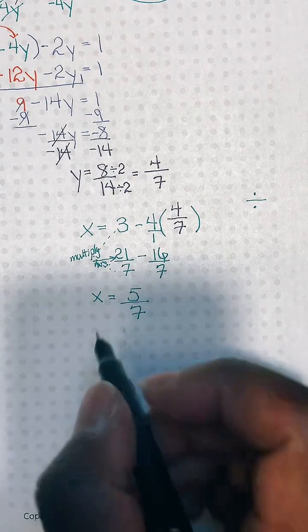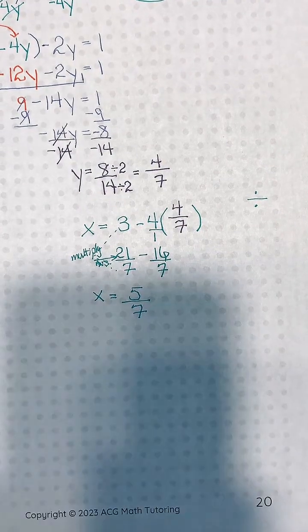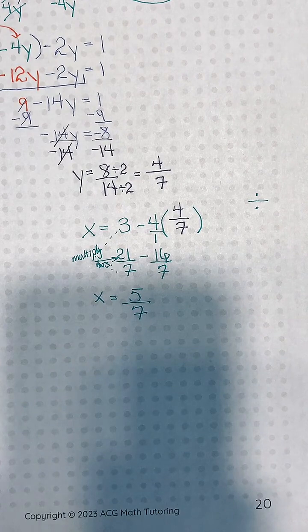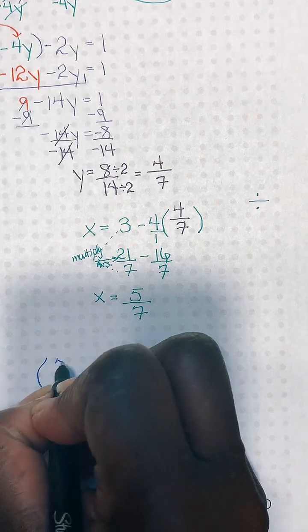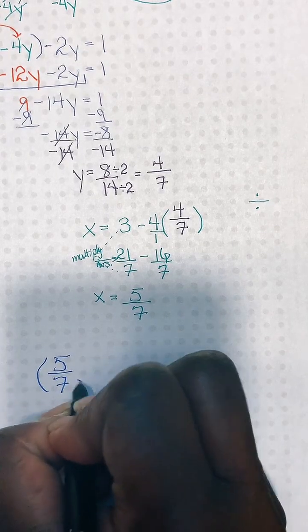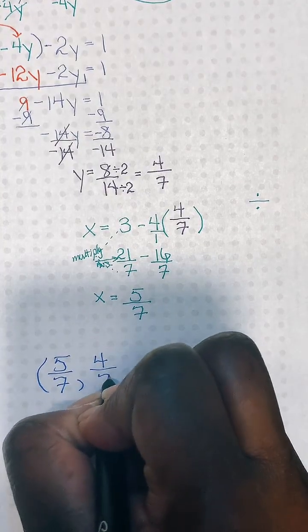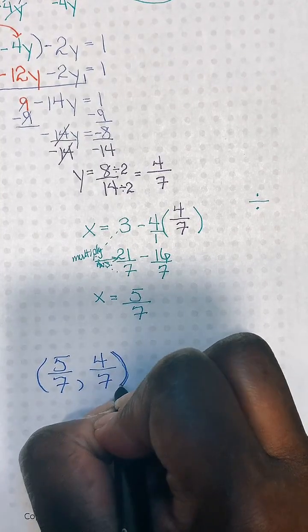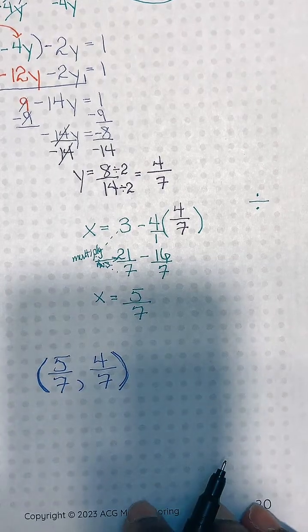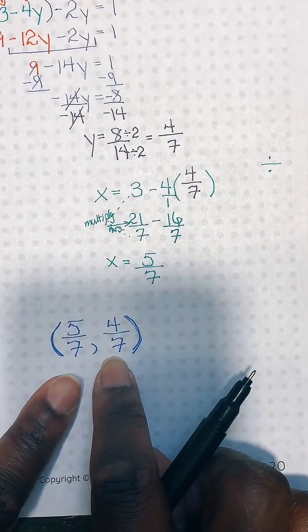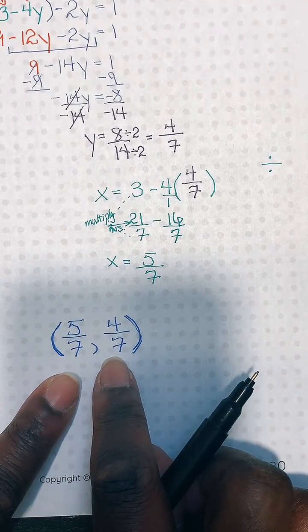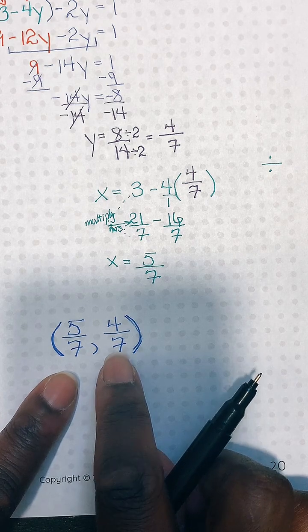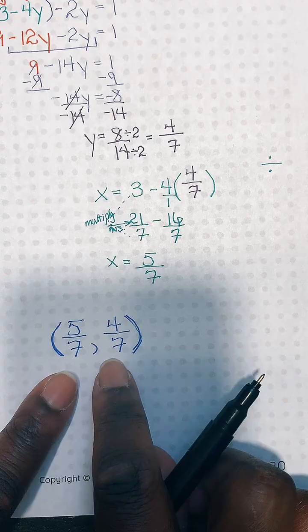So our ordered pair, the point of intersection, the reason why we're doing all of this, is 5 7ths, comma, 4 7ths. 5 7ths and 4 7ths. So this is our point of intersection of those two.